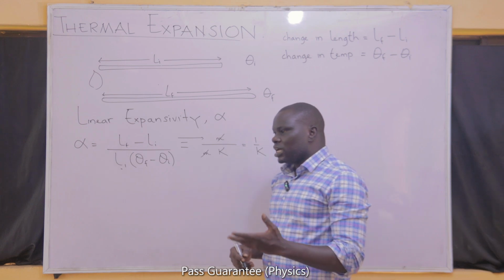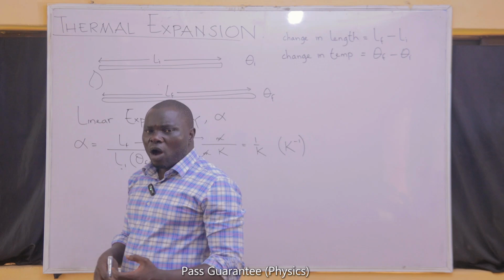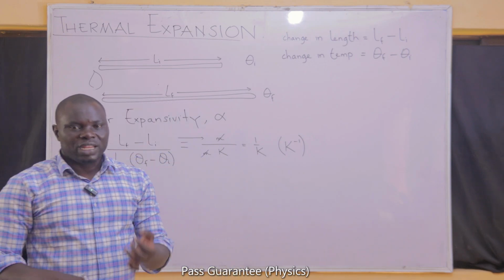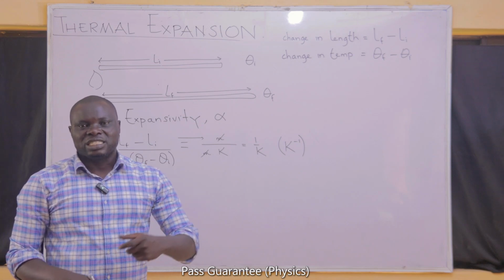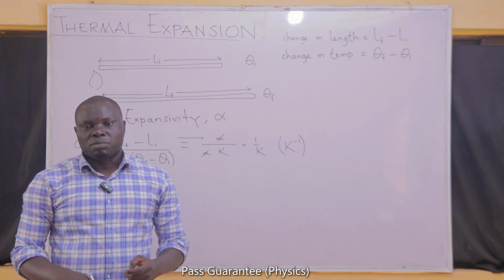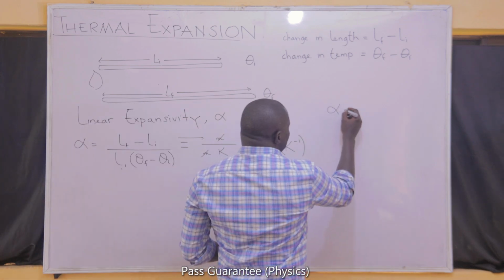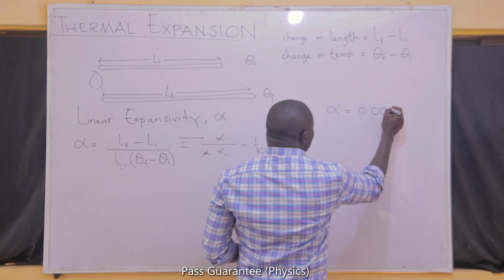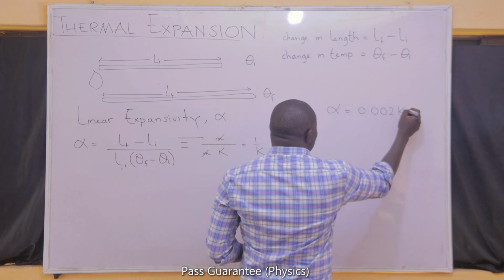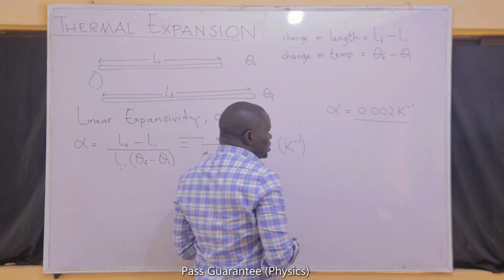What is the significance of linear expansivity? Linear expansivity tells us how a unit length of that material will increase if I take it through a change in temperature of 1. For example, if we are told that the linear expansivity of a material is 0.002 per Kelvin, listen to the definition of linear expansivity so that we know how to interpret this value.